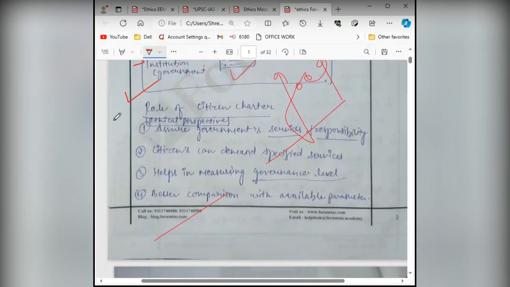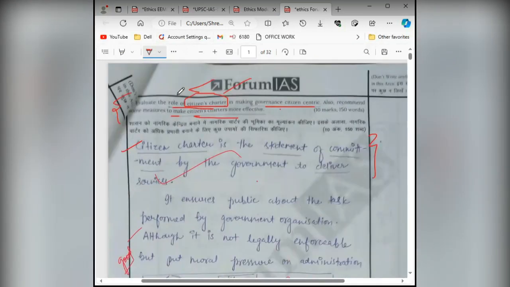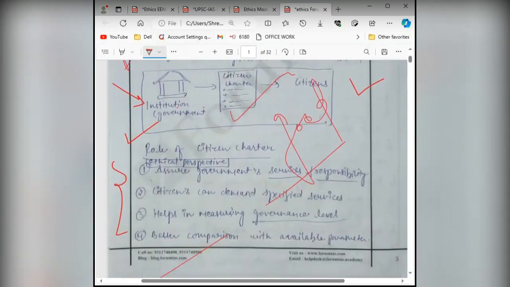Okay, now coming to the role of citizen charter. See, the question is asking to evaluate the role of the citizen charter. So always stick with the keywords. What is the question asking?